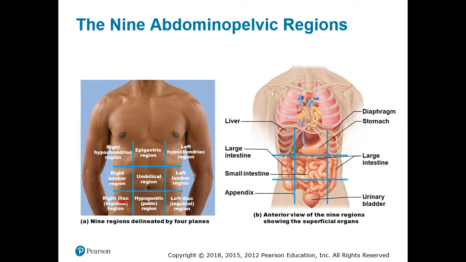And then this picture over here kind of shows some different organs that are in each of those regions. For example, if we're looking at the right hypochondriac region, this contains a lot of our liver. Whereas if we're looking at the epigastric region, this contains a lot of our stomach.